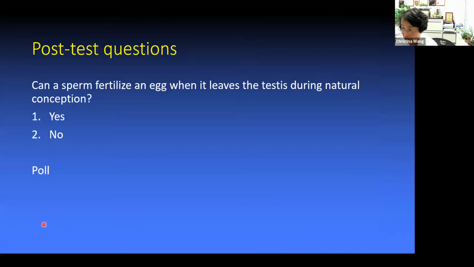I think we have the poll again. So yes, post-test question. Okay. Same question: can a sperm fertilize an egg when it leaves the testis during natural conception?